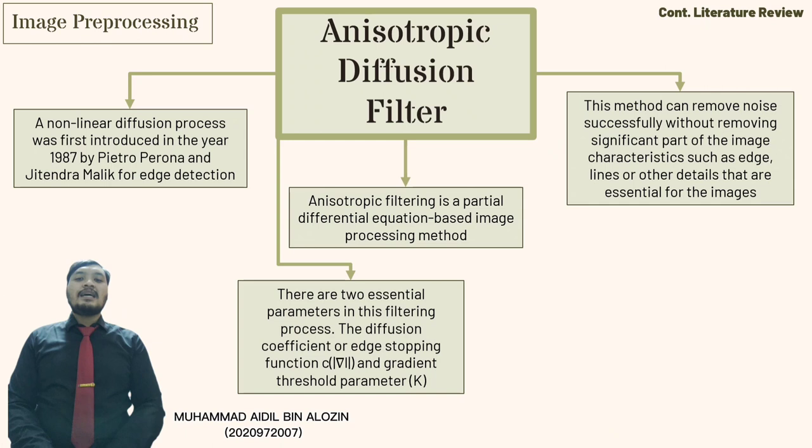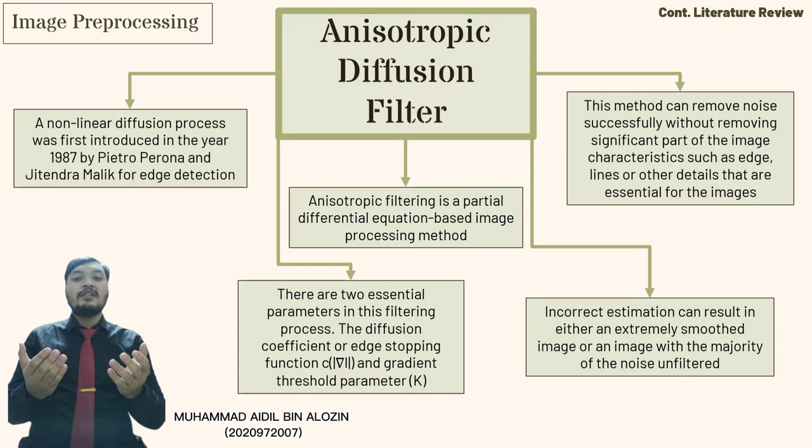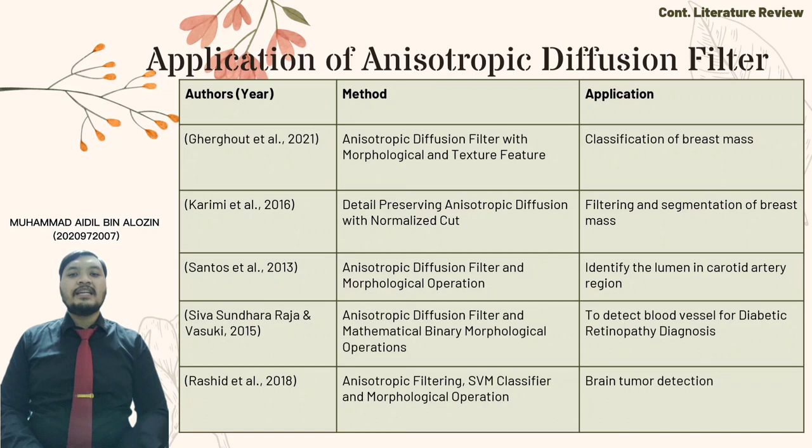Since these are essential parameters, incorrect estimation can result in either an extremely smooth image or an image with the majority of the noise unfiltered. Based on this table, it can be seen that the anisotropic diffusion filter is widely used in image filtering in the healthcare field. Based on Table 2, most of the research combines the anisotropic diffusion filter with various other methods in order to clearly detect, classify and filter the desired part with a higher percentage of accuracy and efficiency.